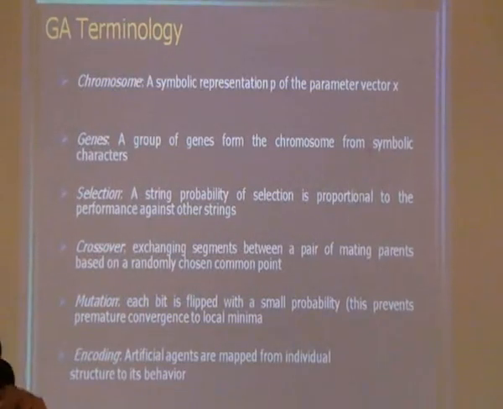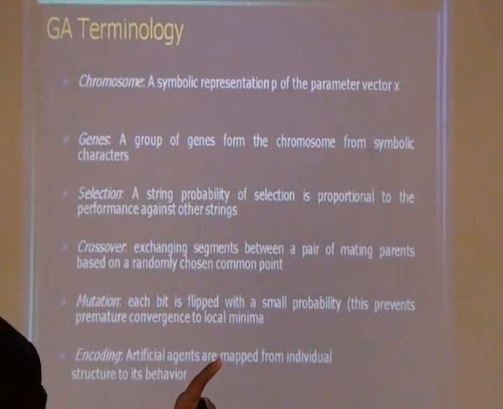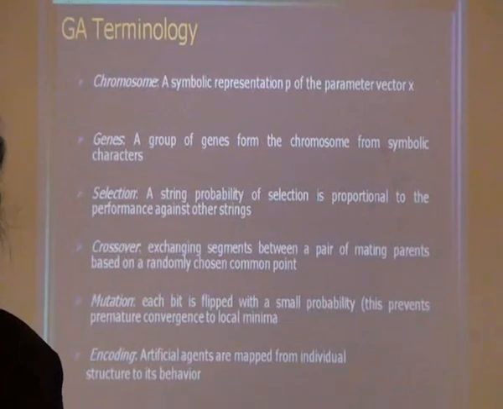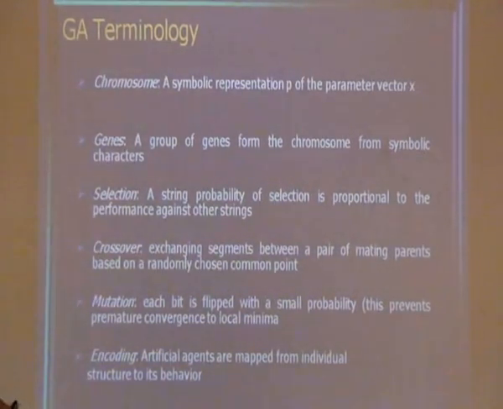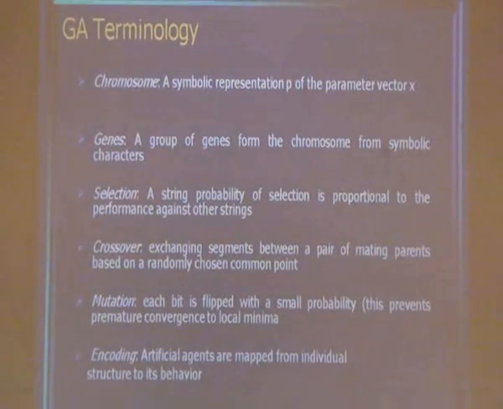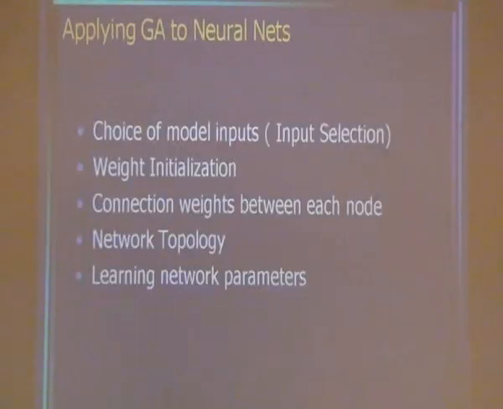All the possible solutions are represented in the form of a string. Each string is called a chromosome. Chromosomes can be a binary string, okay, and each bit in a chromosome is called a gene.